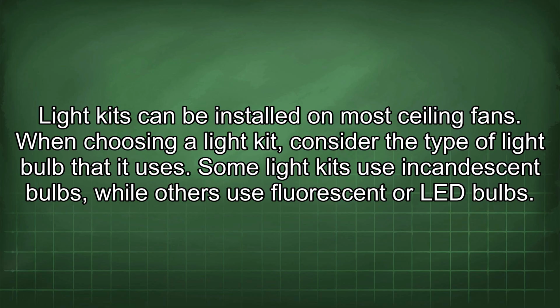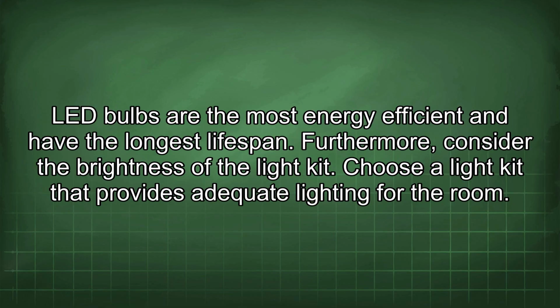When choosing a light kit, consider the type of light bulb that it uses. Some light kits use incandescent bulbs, while others use fluorescent or LED bulbs. LED bulbs are the most energy efficient and have the longest lifespan. Furthermore, consider the brightness of the light kit. Choose a light kit that provides adequate lighting for the room.